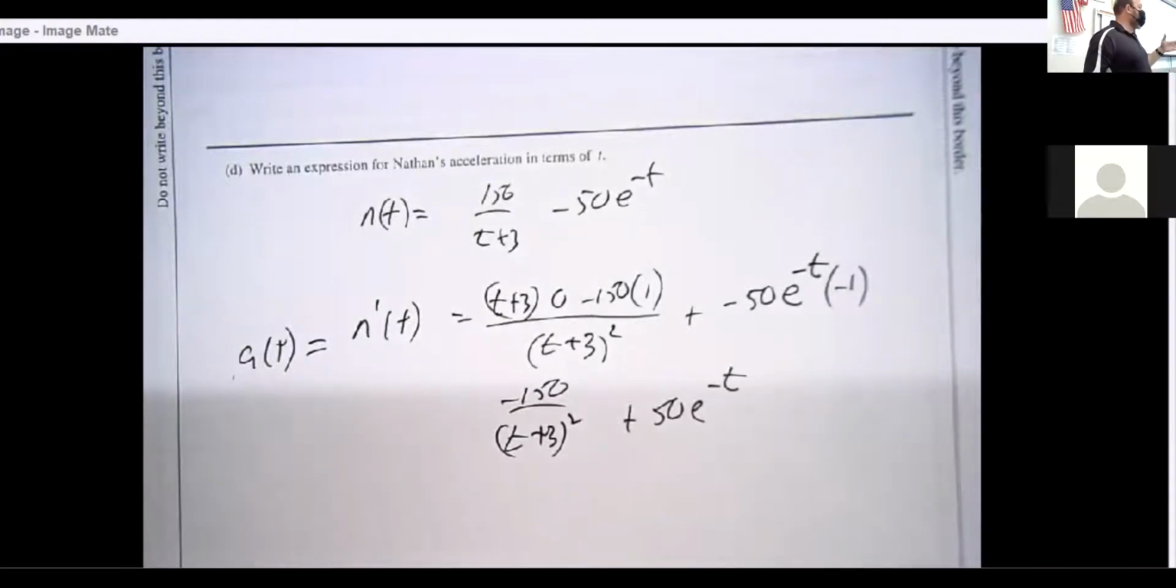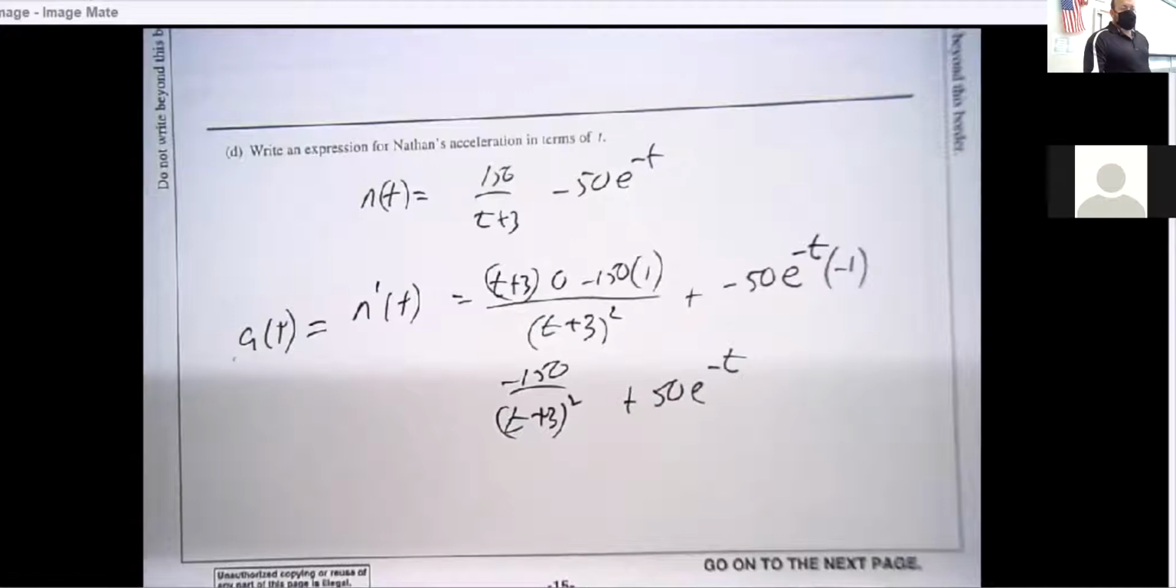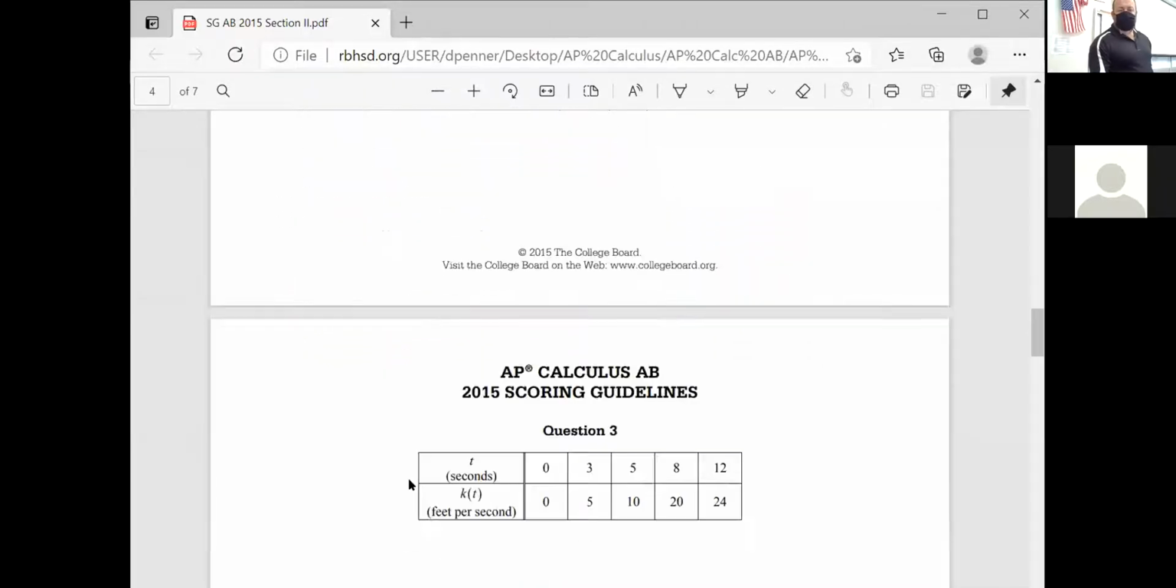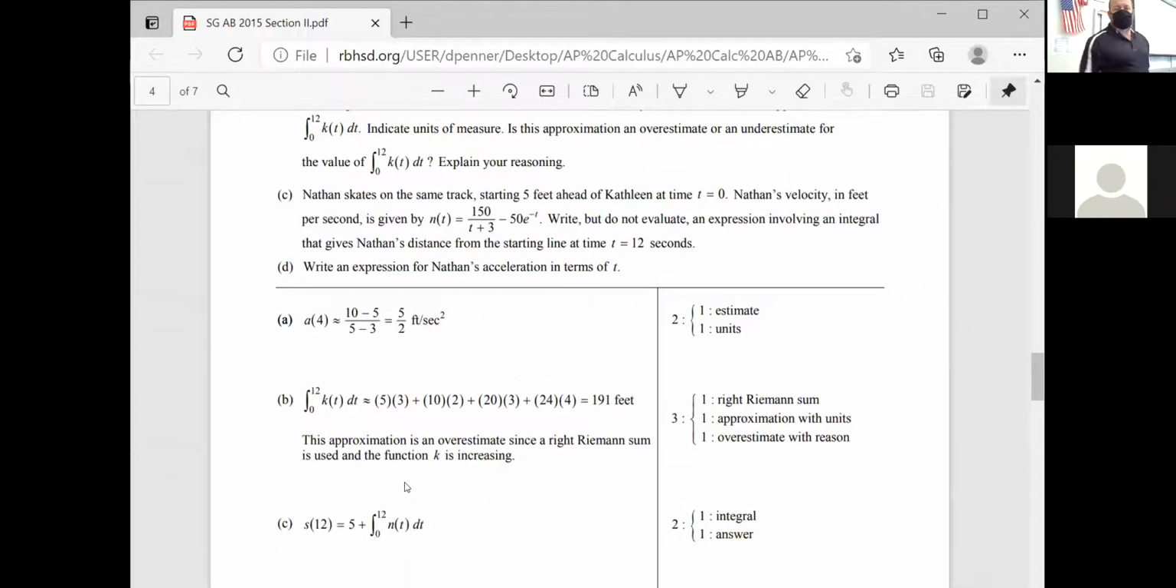You guys, was that one a better one? I think a lot of you probably like that one a little bit more. So let's go ahead and take a look at the answers on that one. So when we got into that one, it looks like you got a point for your estimate and a point for your units. Part B, you got a point for your right sum, a point for your approximation with units, and a point for your reason about your overestimate.